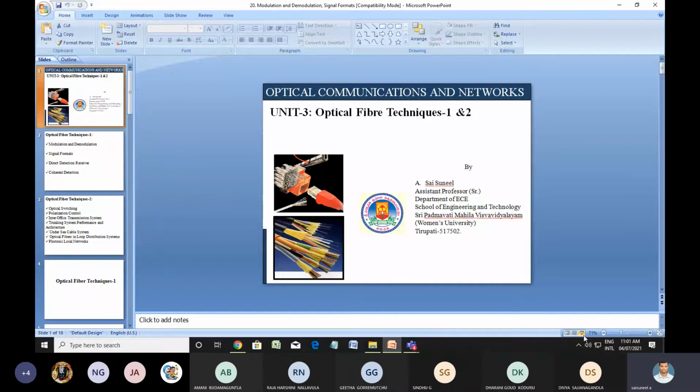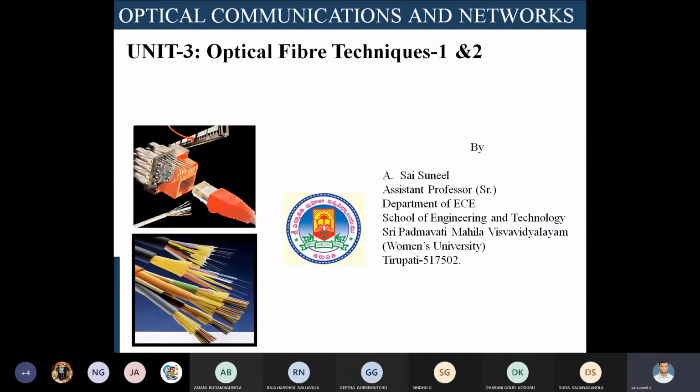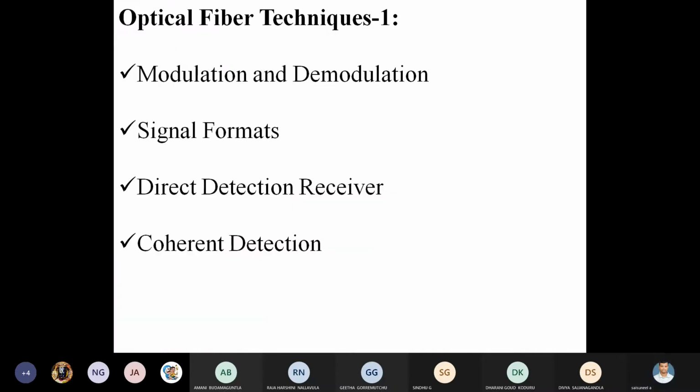Welcome to another section of optical communication networks, Unit 3. Unit 3 is optical fiber techniques 1 and 2, techniques 1 and techniques 2. That is how the optical signal is transmitted from one end to another end. What are the design concepts we discussed in Unit 3.